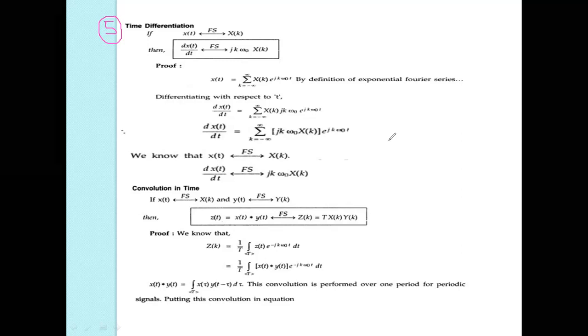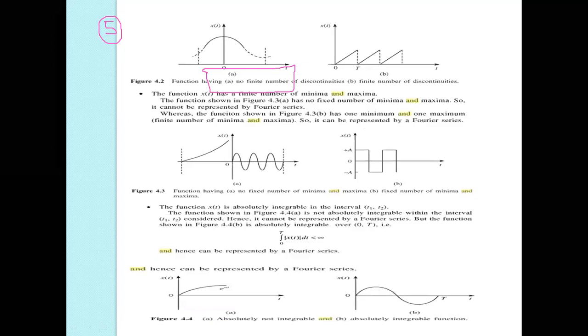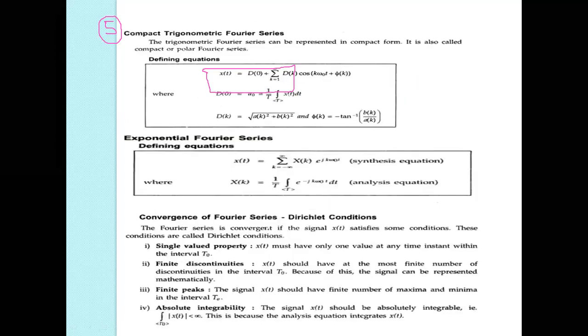What is the synthesis equation? See here, it is defined by x(t) equal to the sum of k equal to minus infinity to infinity of X[k] e^(jkω₀t). This is the synthesis equation, my dear students. We already discussed this. I will show that also in the previous slides.